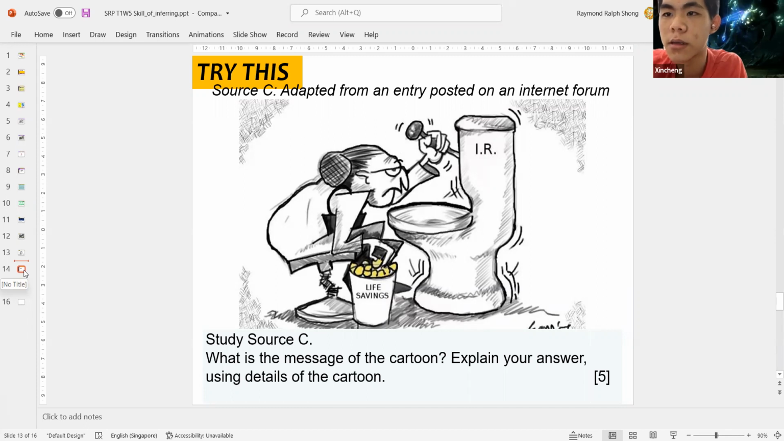I can see that the integrated resorts are not approved of by the public. Oh, you are very close to my answer. Yes. Then some more. You can see from the image the person is flushing her life savings down a toilet labeled IR. This shows that the maker of the cartoon believes that integrated resorts are just a money sink that does not provide any benefit to the people.